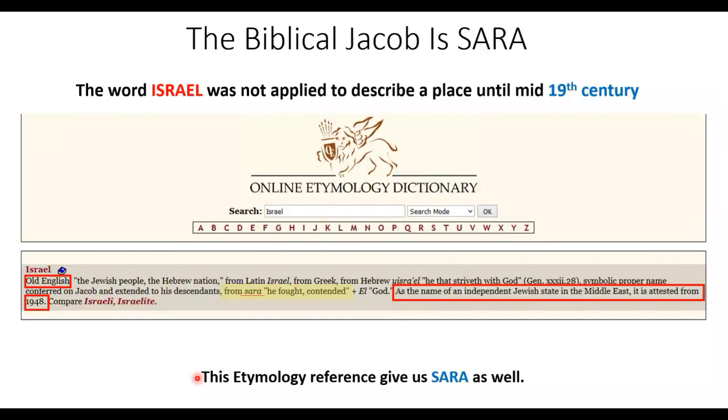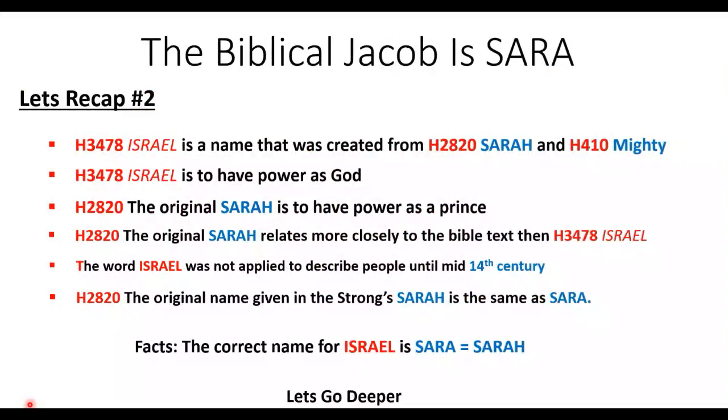like deities or demigod pieces. So we have this thing with history where people are turning regular men into gods when they were just regular men and great to their families. So we'll look on further and just do a small recap right here. H3478, Israel, is the name that was created from H2820, SARA. And H4110 means mighty, so it meant mighty SARA, or strong SARA.